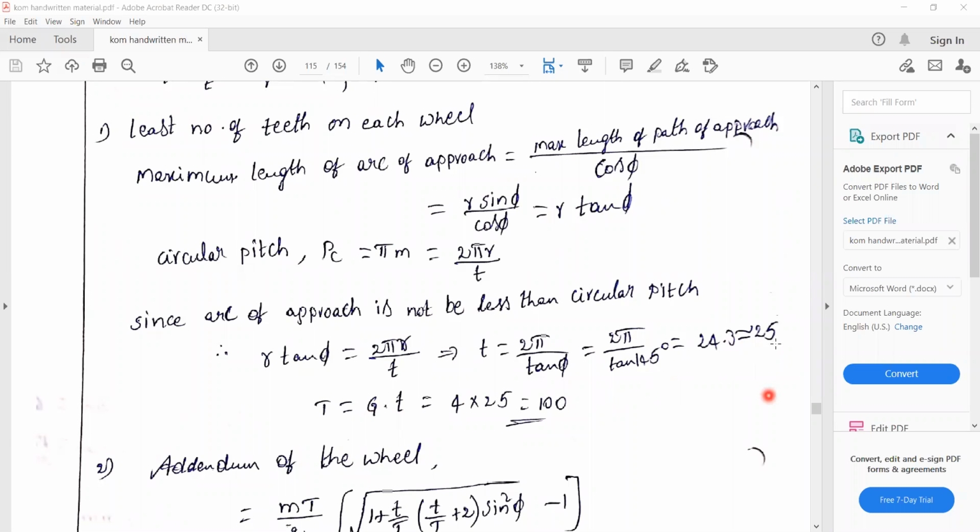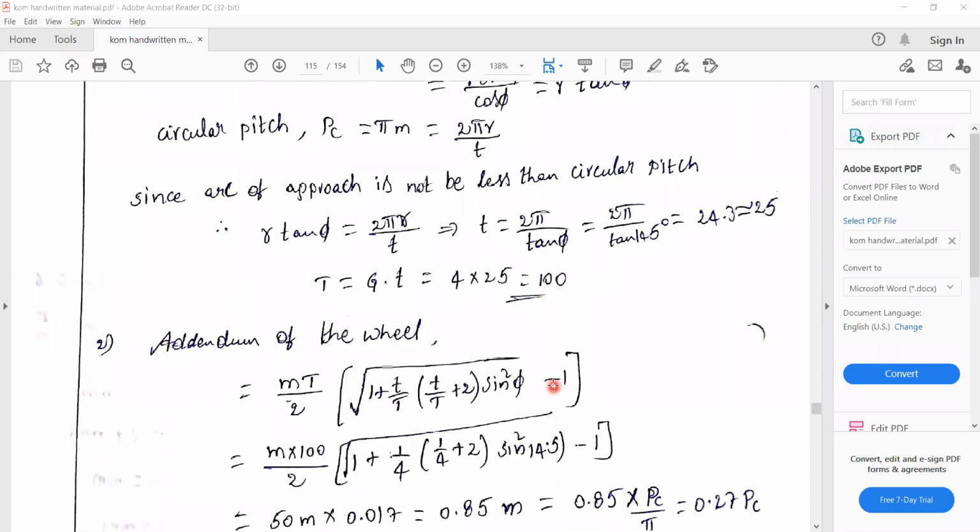So that is, the 25 teeth are there. Small t is 25. When we find that small t value, then simply to find the capital T, why? Because the gear ratio is there. So capital T equals G into t, that is 4 into 25, that is 100. So small t is 25, capital T is 100. Those are the least number of teeth on each wheel.